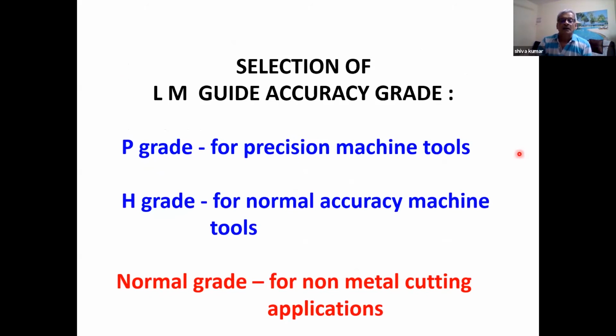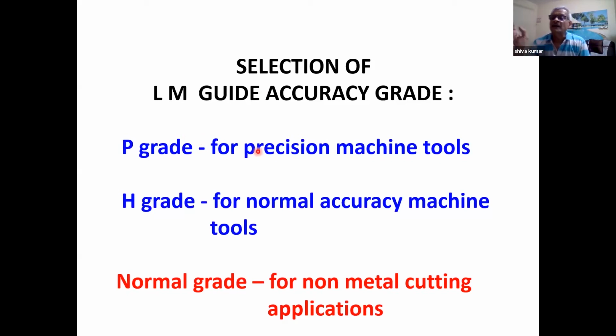Normally, we say P grade is for precision machine tools, H grade is for normal accuracy machine tools, and normal grade is for non-metal cutting applications, general engineering application. Just for a rough idea, if you take our typical CNC machines produced in India, approximately 65 to 70% use H grade, and the balance P grade. SP grade is very few, and UP we have never used in a machine tool. So 4 or 5% in SP grade and the balance 25 or 30% in P grade.